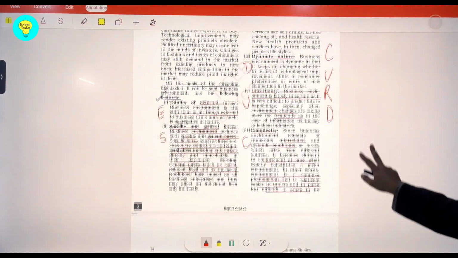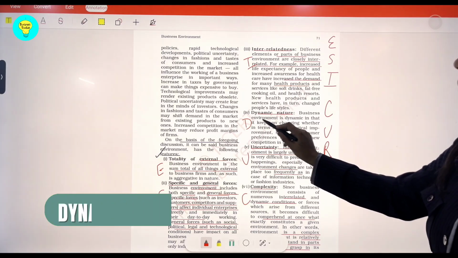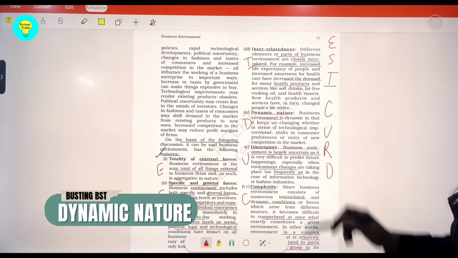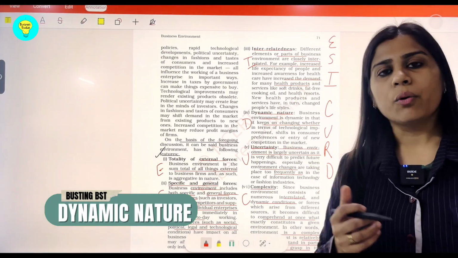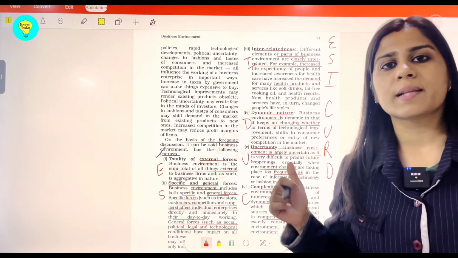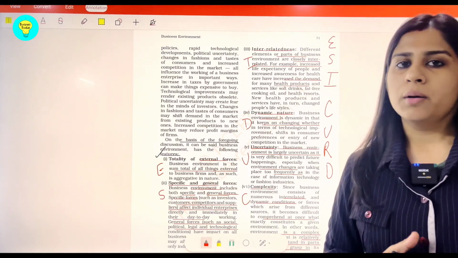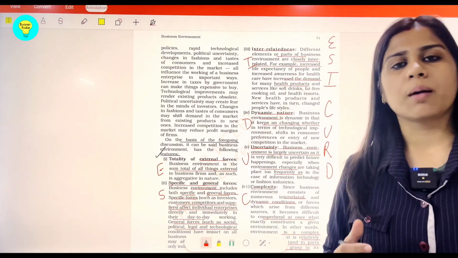Then D represents dynamic nature, which shows that the environment keeps on changing, whether it is at the economical level or technological level or political level, and make sure you have a ready example of all these points whenever you explain them as a 4-marker or a long question if it comes in your exam.